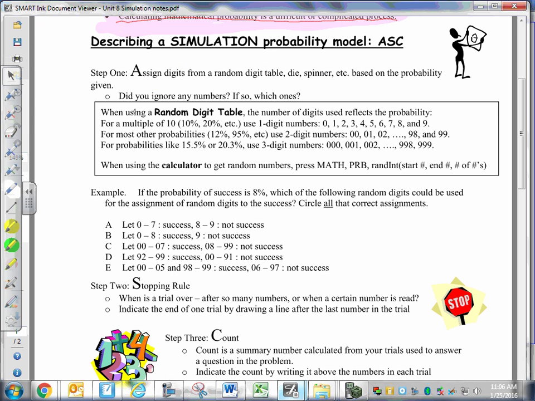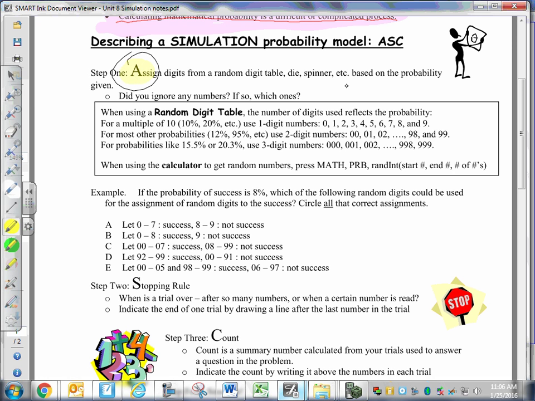Here's how we're going to simulate. There's a 4-step process. The steps are simple to understand. The first thing we have to understand is what we were just doing on the other problem. What we were doing on the other side was step 1, assigning digits to understand probabilities. Okay? Assigning digits is step 1.